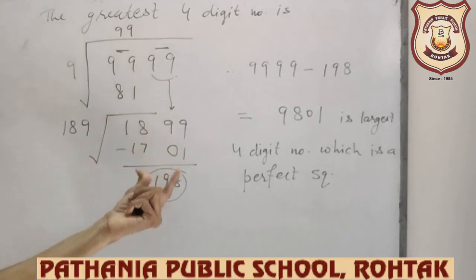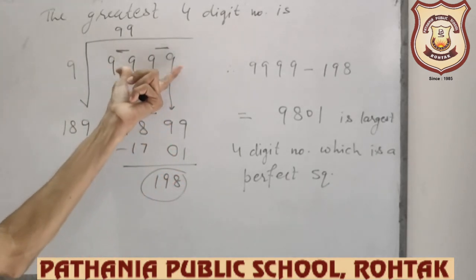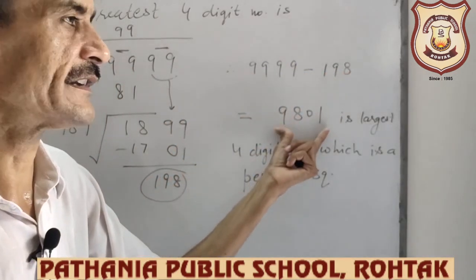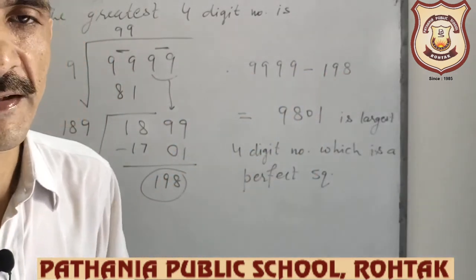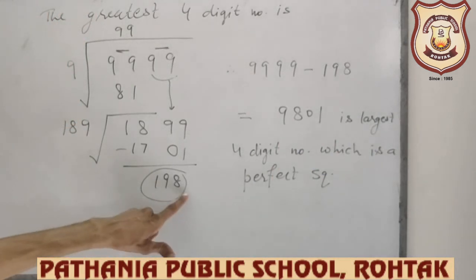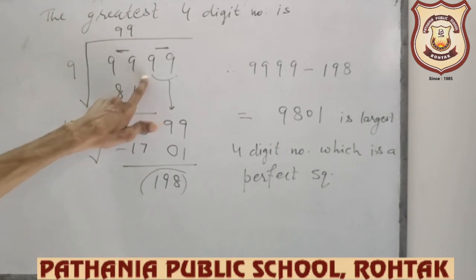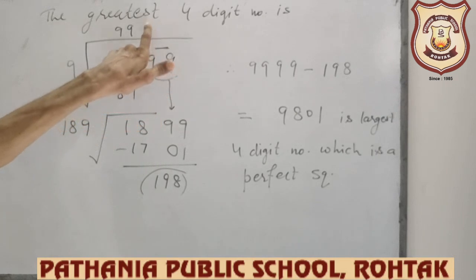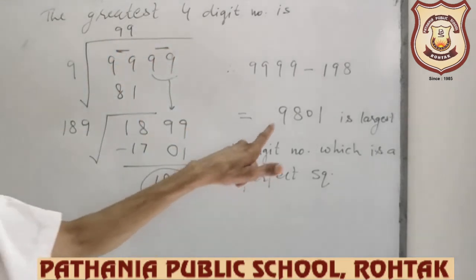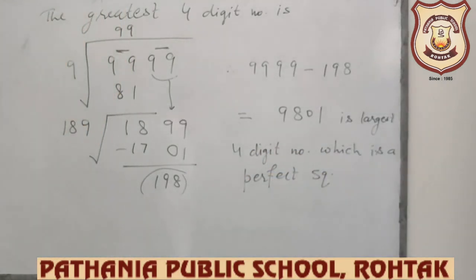Try to find the square root. 198 is the remainder. If we subtract 198 from this, then we will get this, and this one is a perfect square. Why do we subtract it? If we add something in this, then we will get the smallest 5-digit number, but we want to tell the greatest 4-digit number. So this is the greatest 4-digit number which is a perfect square.